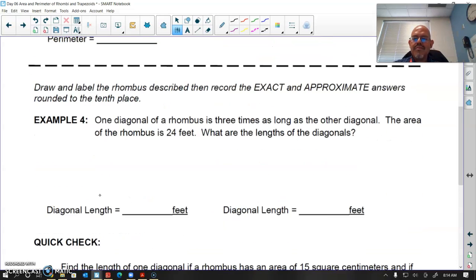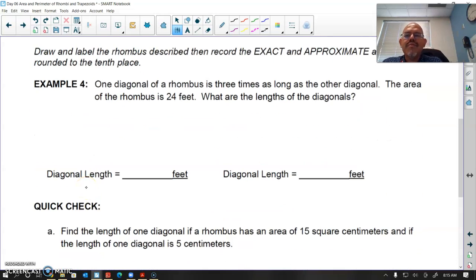Trying to do this as quickly as possible. One diagonal of the rhombus is 3 times as long as the other diagonal, so we've got our rhombus. Why am I drawing it like this? I have no idea. One diagonal is x, and the other one is going to be 3 times x.